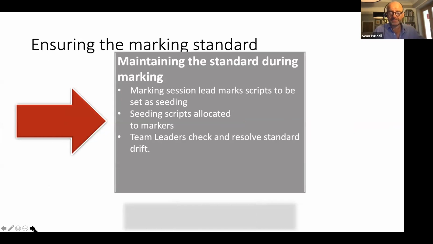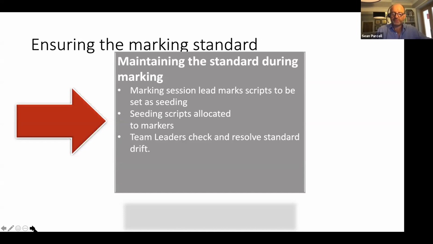They start, but it doesn't end there, because then what happens, every 10-20 scripts, there will be amongst the scripts downloaded by the markers a seeding script, and this will be something that the examining team have created and will be there as a check to make sure that the marker is still marking to the appropriate standard. The markers don't know when it's a seeding script.